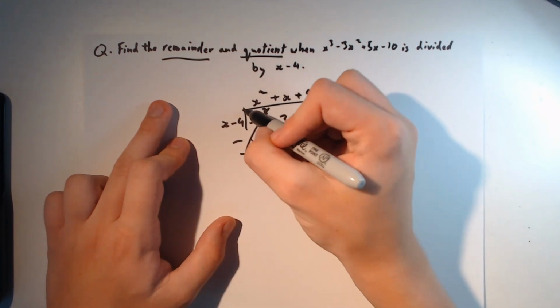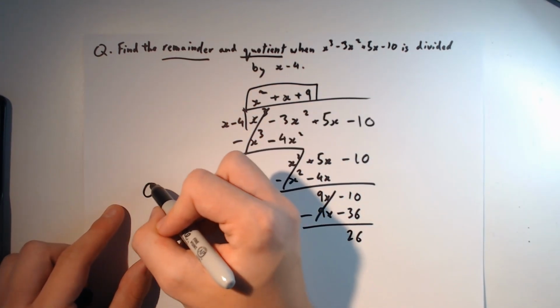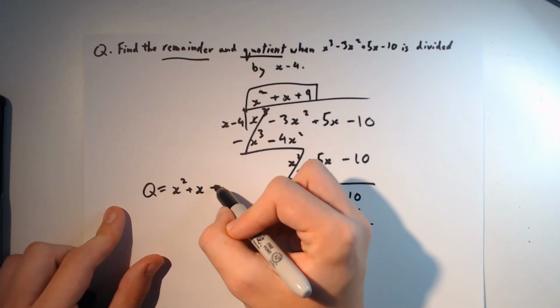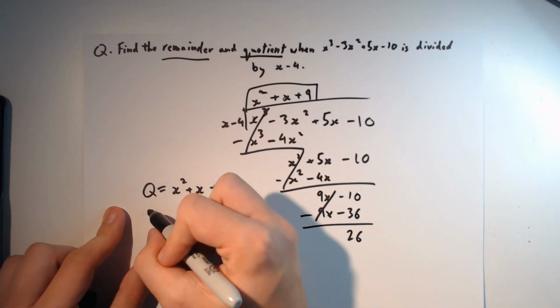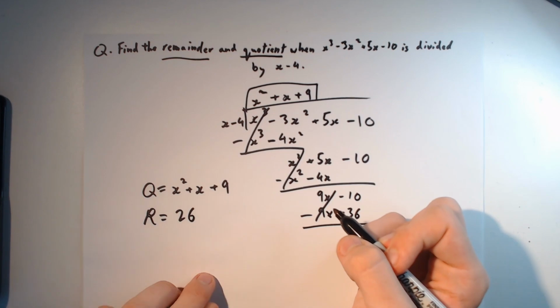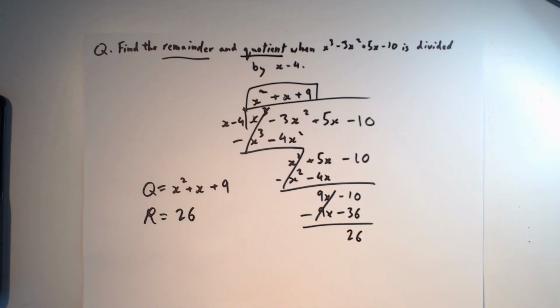So the quotient is what we have up here. You can just do q equals x squared plus x plus 9, and then remainder r is equal to 26. And there's your answer.